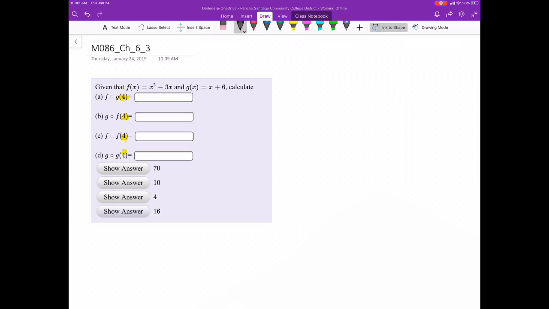The first thing I would do is I notice I have g of 4, f of 4. I would probably find these values first. Let's find these outputs first. So the first step would be to find f of 4 and g of 4.